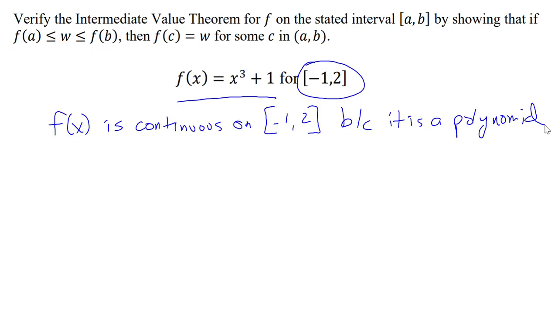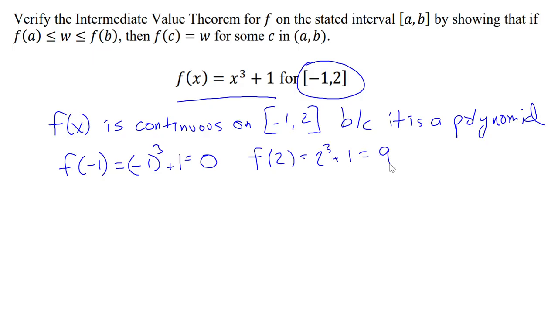So the second thing that we want to do is find the value of f of -1. Right? So f of -1 is just -1 cubed plus 1, which is 0. And then we also want to find the value for f of 2. F of 2 is 2 cubed plus 1, which is 9.